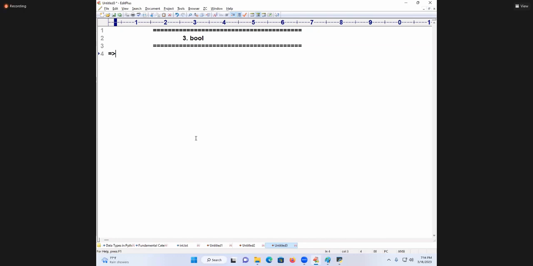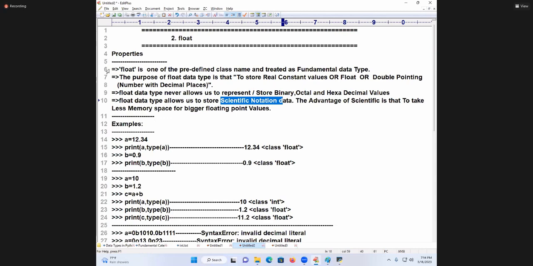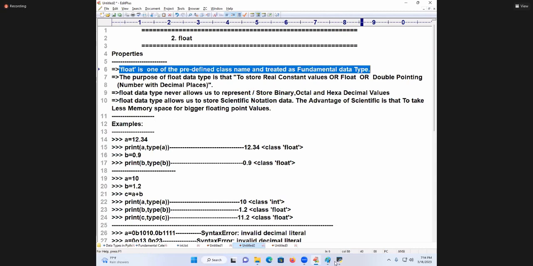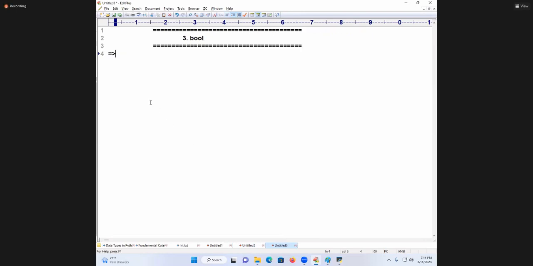What is the Bool data type? What is the Bool? Again, not answering. Predefined class. So 3 times I'll give a chance. Not answering. What is the Bool? Predefined class name. Treated as what? Fundamental data type. Very good.